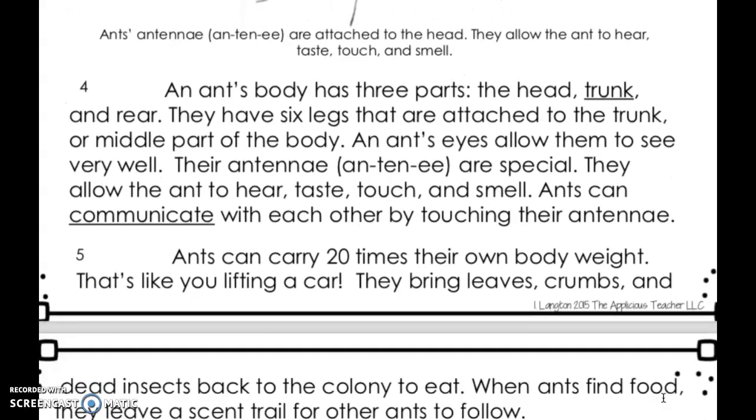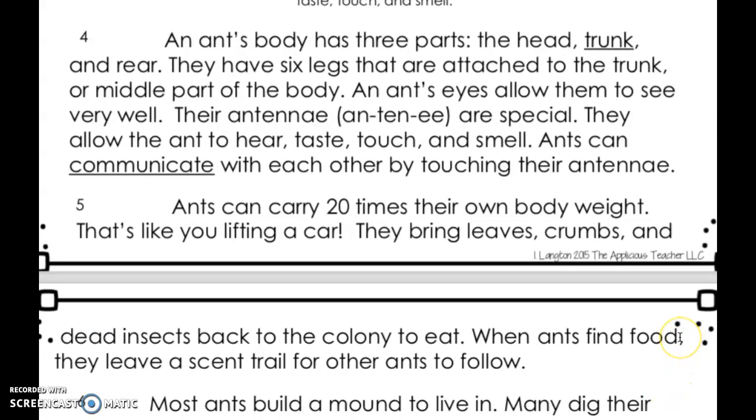Paragraph 4. An ant's body has 3 parts: the head, trunk, and rear. They have 6 legs that are attached to the trunk or the middle part of the body. An ant's eyes allow them to see very well. Their antennae are special. They allow ants to hear, taste, touch, and smell. Ants can communicate with each other by touching their antennae.